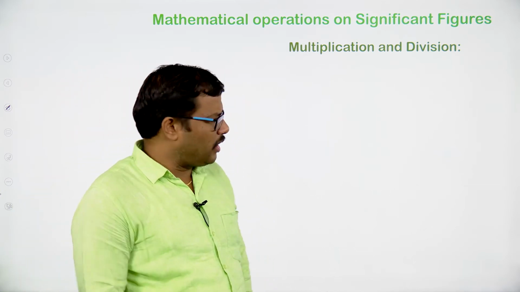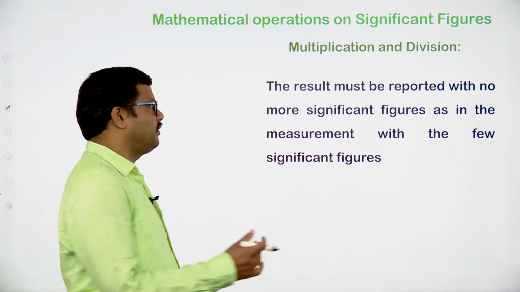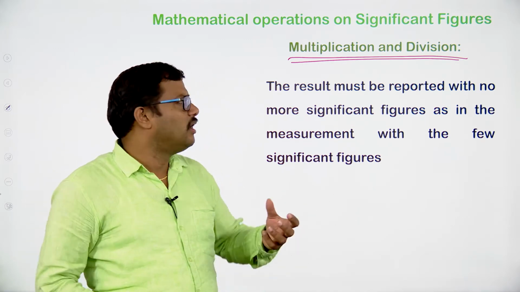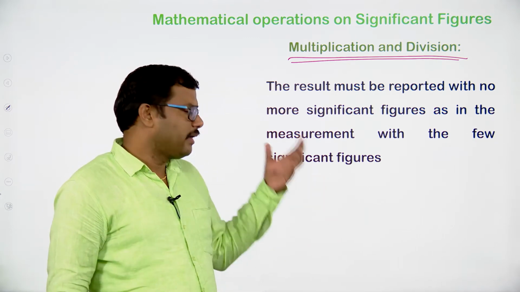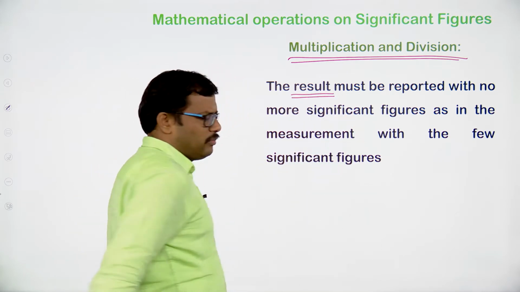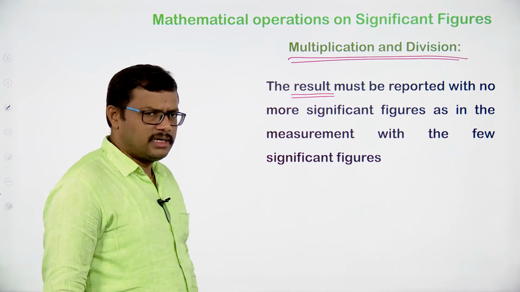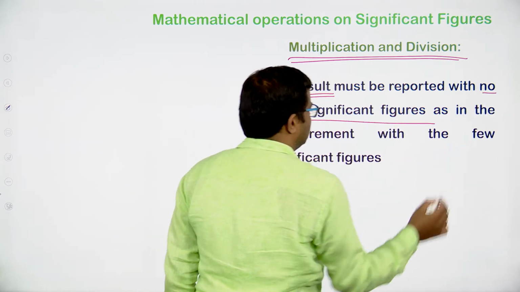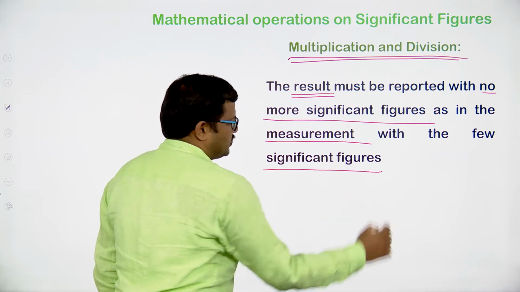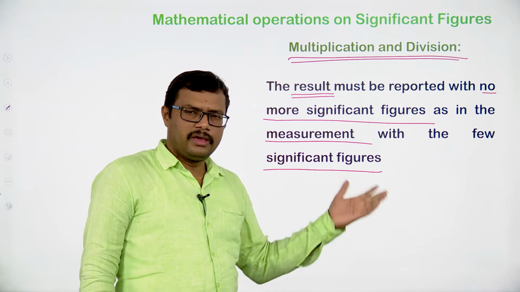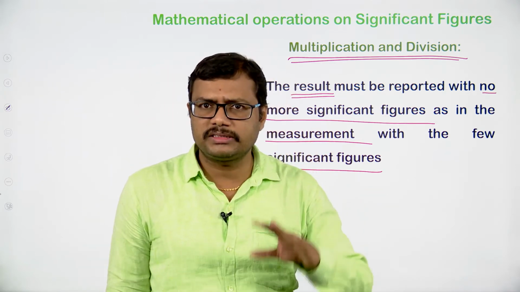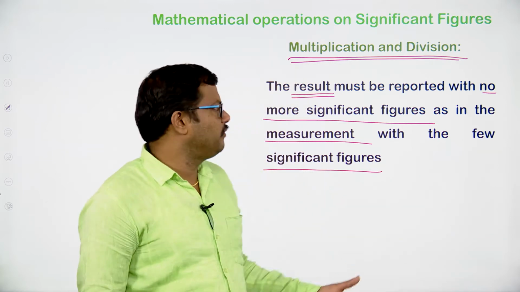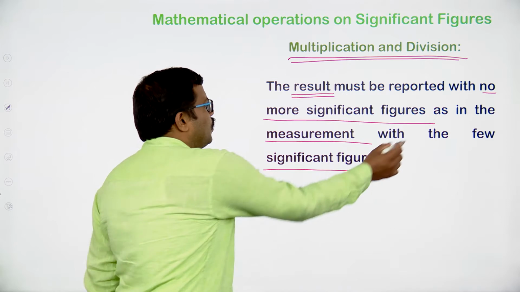In the case of multiplication and division, we are going to take one more rule into consideration. Whenever we carry out multiplication and division on significant numbers, the result must be reported with no more significant figures than the measurement with the fewest significant figures. So here we are going to consider significant figures. In addition and subtraction, we look at the number of digits after the decimal point. But when we are looking at multiplication and division, we should look at significant figures.